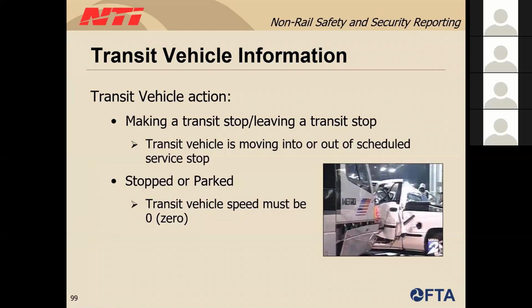Let's explore some of the transit vehicle actions options. When the transit vehicle is moving into or out of the scheduled service stop, report the action as either making a transit stop or leaving a transit stop accordingly, and report the transit vehicle speed to indicate the vehicle is moving. Do not choose this option if the vehicle was not moving. If you choose the stopped or parked option, be sure to report the vehicle speed as 0. The vehicle speed must be reported even if it is 0.